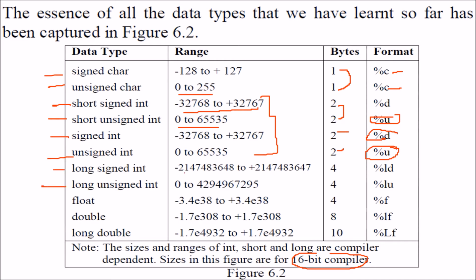Long signed, long int means you use %ld, %lu, and this will take 4 bytes in a 16-bit compiler. This is the range, and just add these two, you'll get this range. Now float, %f, double, small lf, long double, capital L and small f. This float is 4 bytes, double is 8 bytes, and long double is 10 bytes.